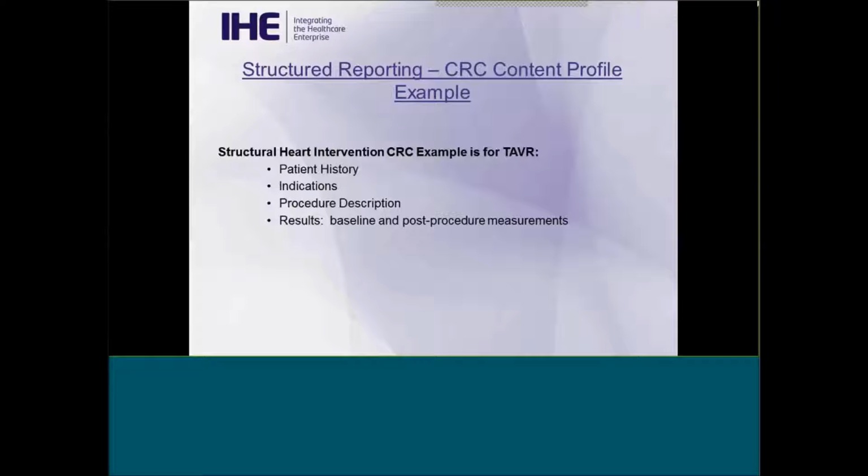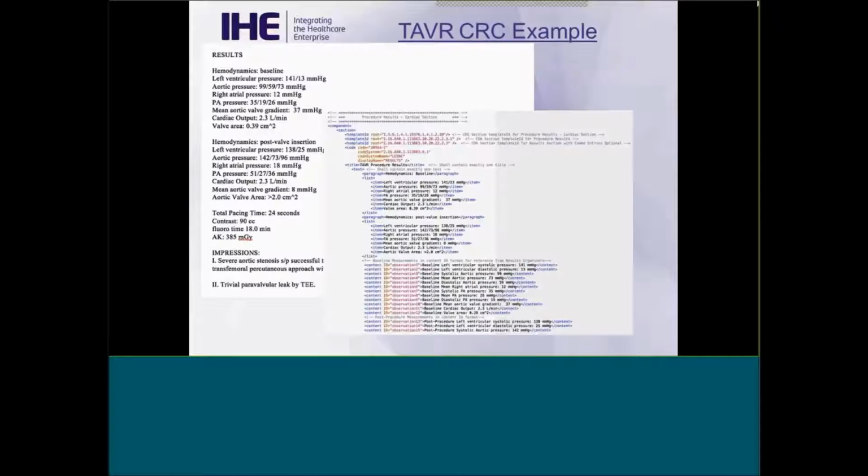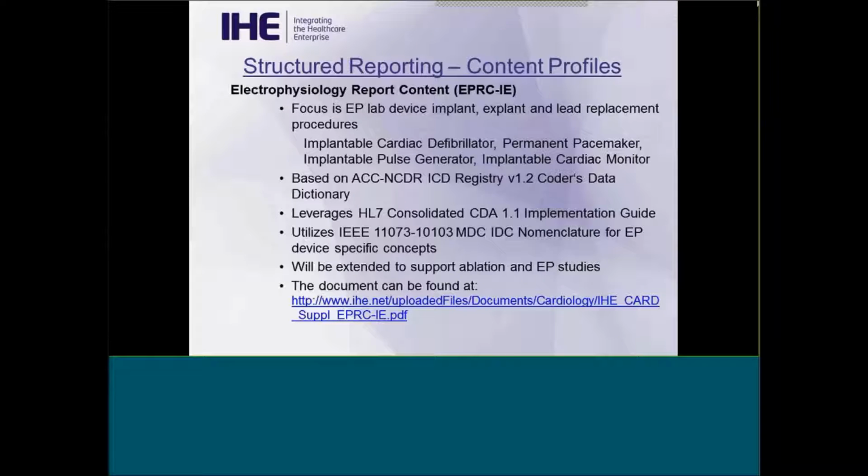And part of the work is to actually create the examples of this, both the human readable text, and in fact, we collected many, many procedures to review, and then to create the example as a consolidated CDA document. Next slide, please. And that example is also now available to all of you for review, both in the text form and as an XML example in the published documents, cardiology published documents on the IHE FTP website. And I think we're going to move on to EP RC now.